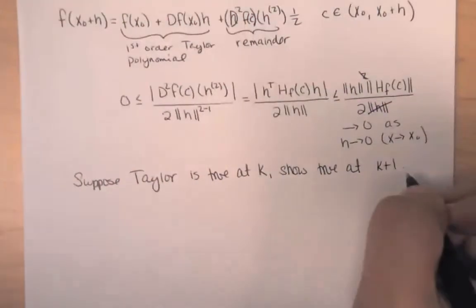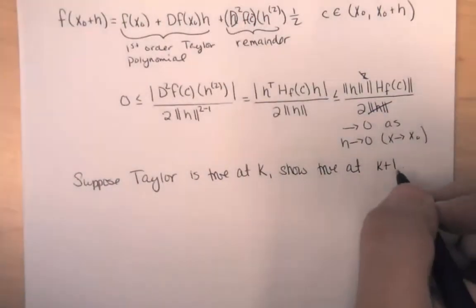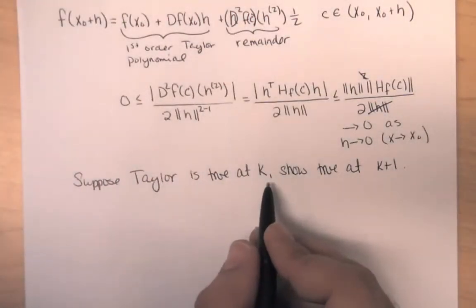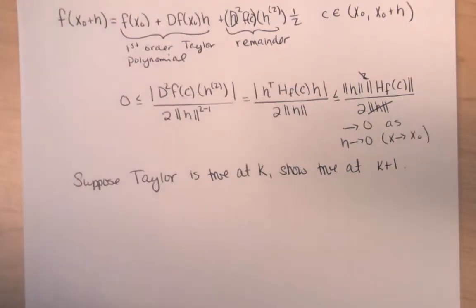Right? It's true for r equals 1. It's true for r equals 2. If I can show this step works, that means since it's true at r equals 2, it's true at r equals 3. If it's true at r equals 3, it's true at r equals 4, and so on, forever until I run out of differentiability.